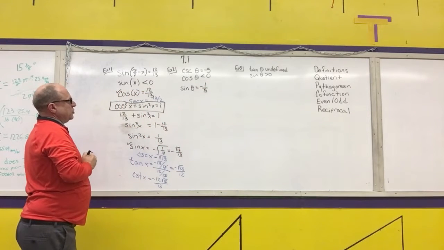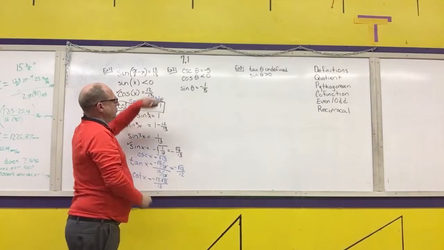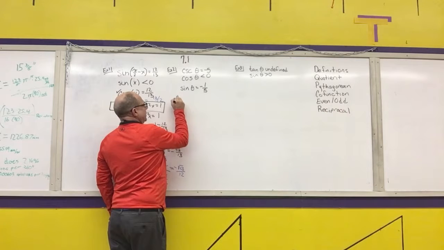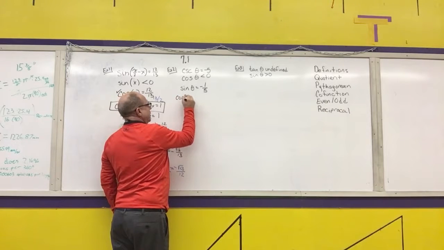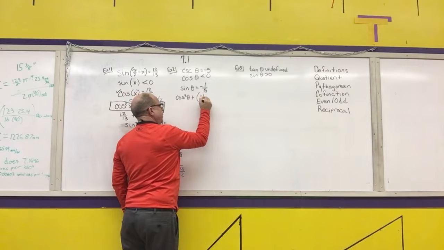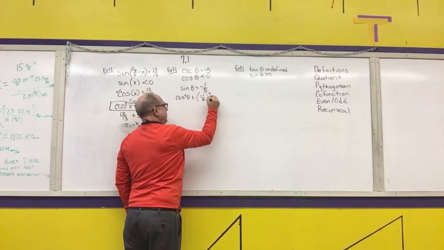And now I'm going to use my Pythagorean identity to figure out what cosine is. So I get cosine squared theta plus sine squared theta, which is negative 1/5 squared, is equal to 1.